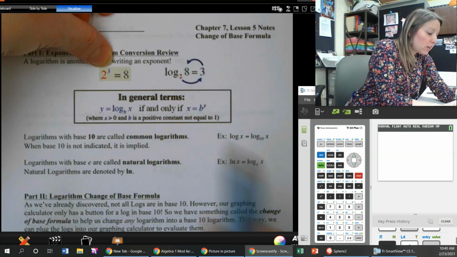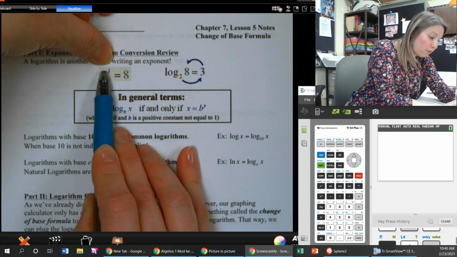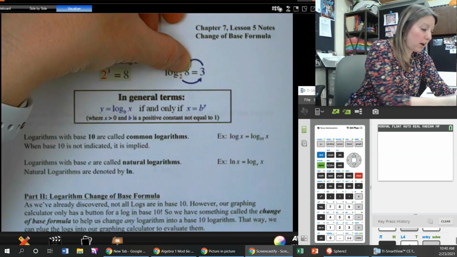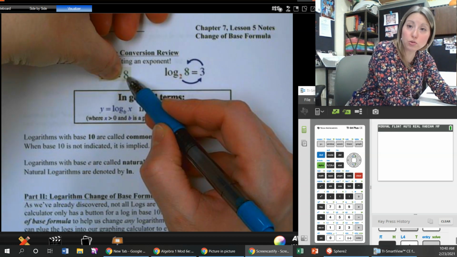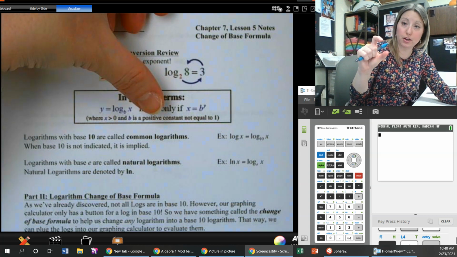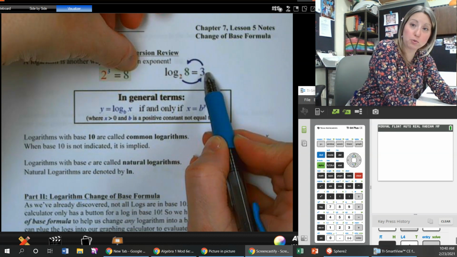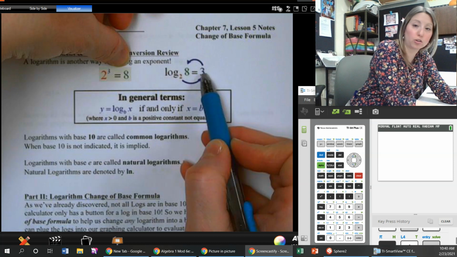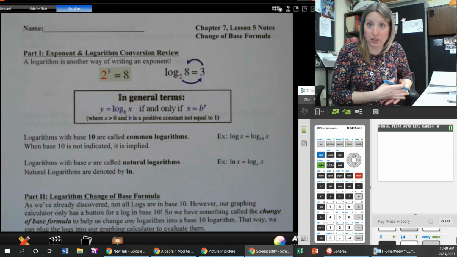If I want to convert this into logarithmic form, the base of the exponent is the base on the log. That's that little index number here. The answer to the exponent is the number inside the log, the actual physically bigger number in the log. And to evaluate a log, we ask: 2 to what power is 8? That would be 2 to the third power. So we have to make sure we remember those pieces.